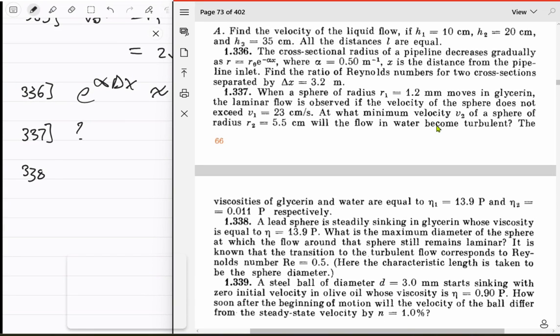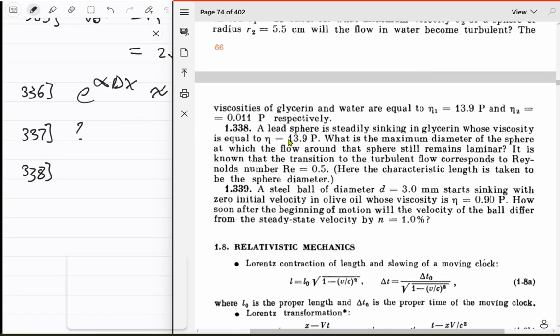338. A lead sphere is steadily sinking in glycerine whose viscosity is equal to this thing. What is the maximum diameter of the sphere at which the flow around that sphere still remains laminar? Once again, the same as the last one. It is known that the transition to turbulent flow corresponds to Reynolds number, this thing. Let us find that sphere's diameter. I don't know why this is supposed to be the thing. Okay. And the next one is also similar, right?